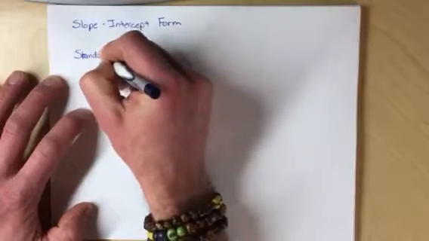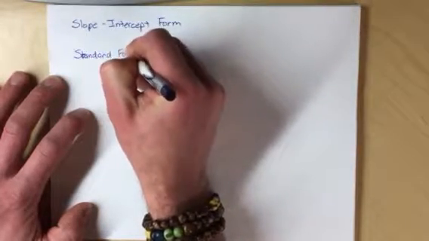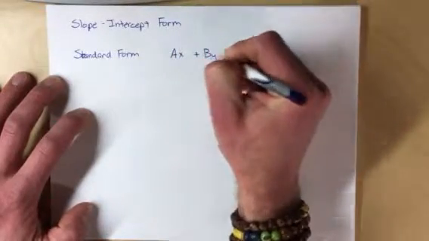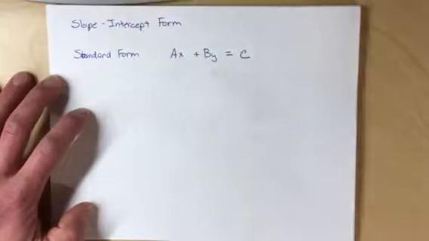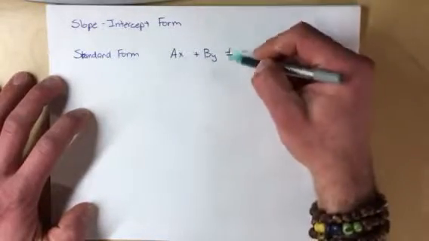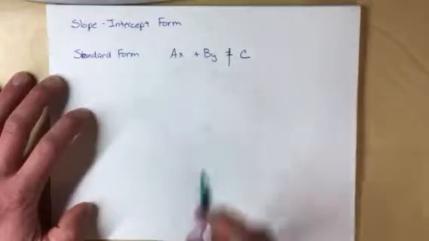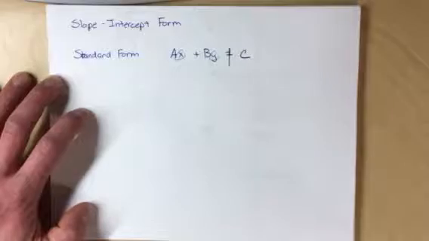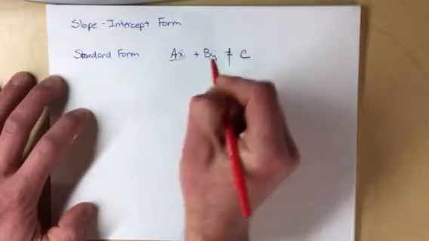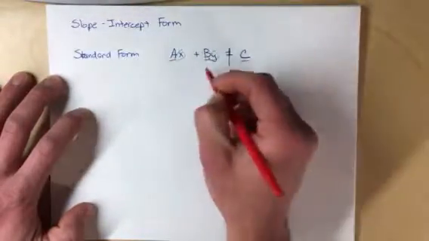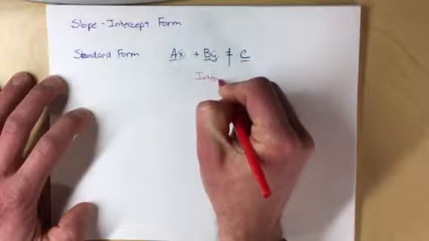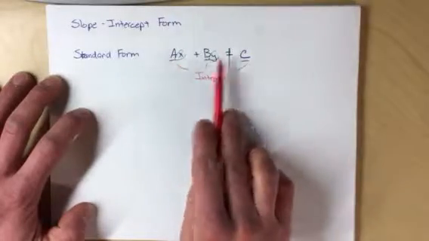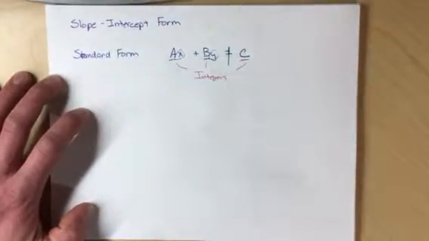Standard form looks like this: ax plus by is equal to c. So what you notice about that is, here's the equal sign. On the left side of the equal sign, we have two variables. We have an x and we have a y. They're in two different terms. So a and b and c are just integers, numbers. Positive, negative, whole numbers. Then there's an x term, a y term, and then just a constant term over there.